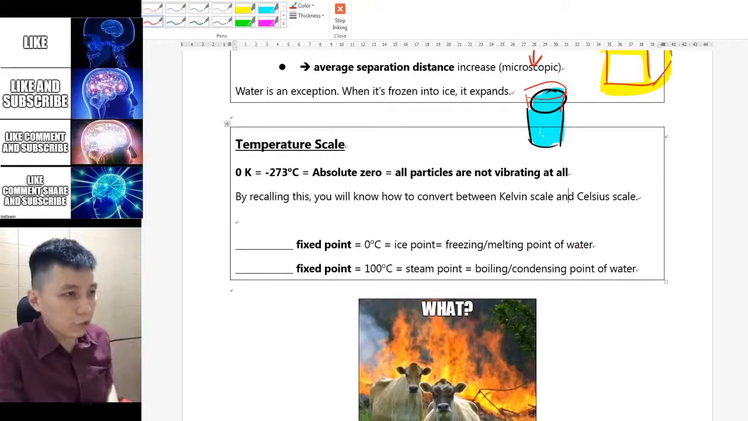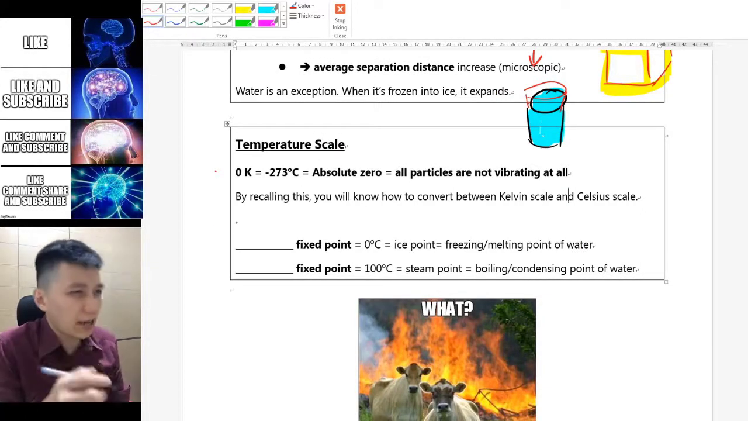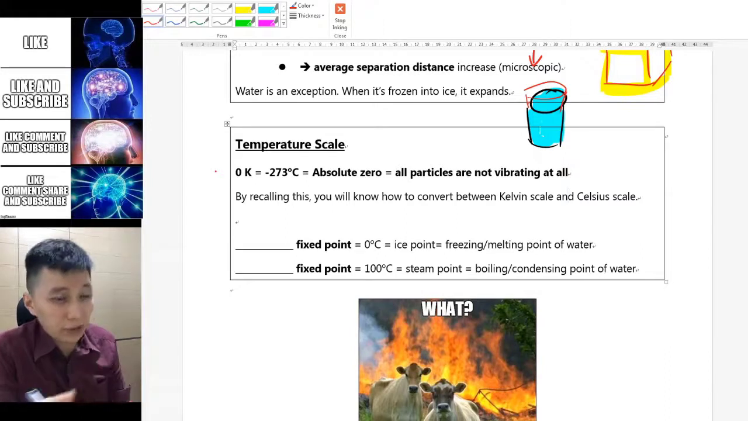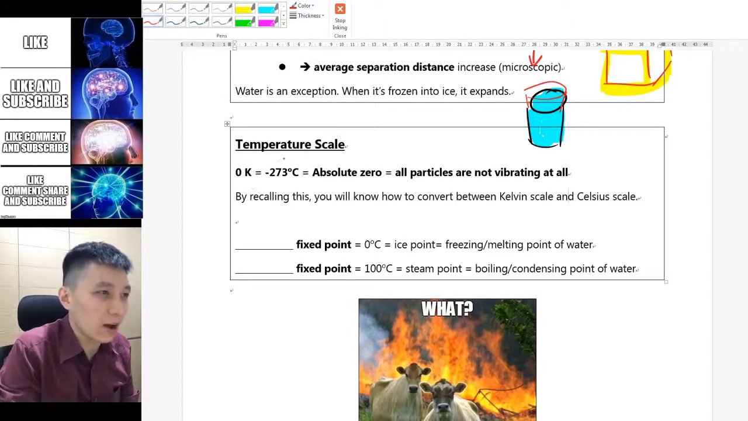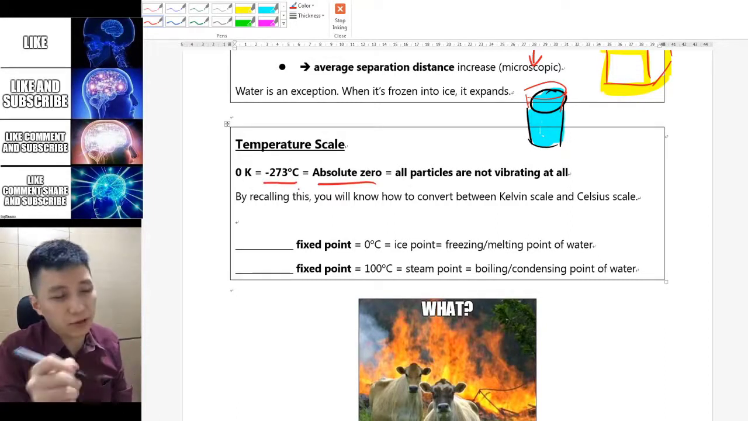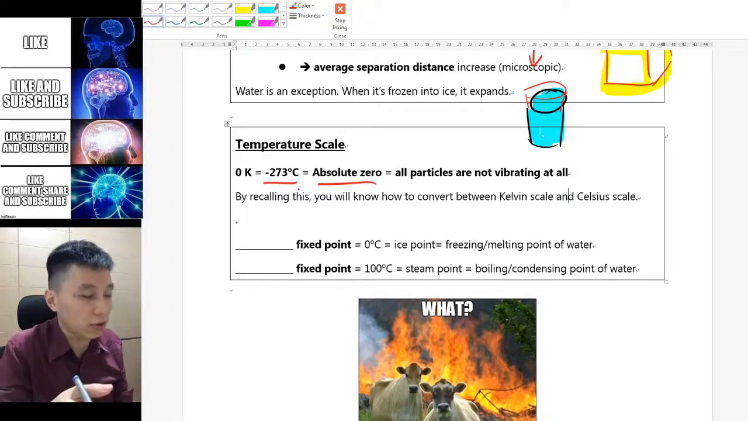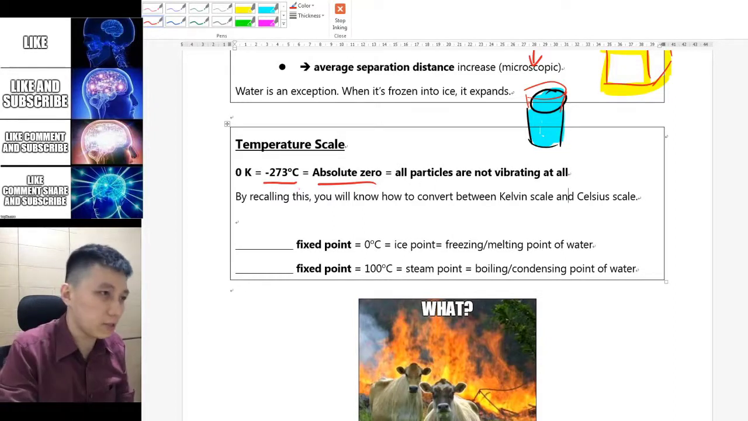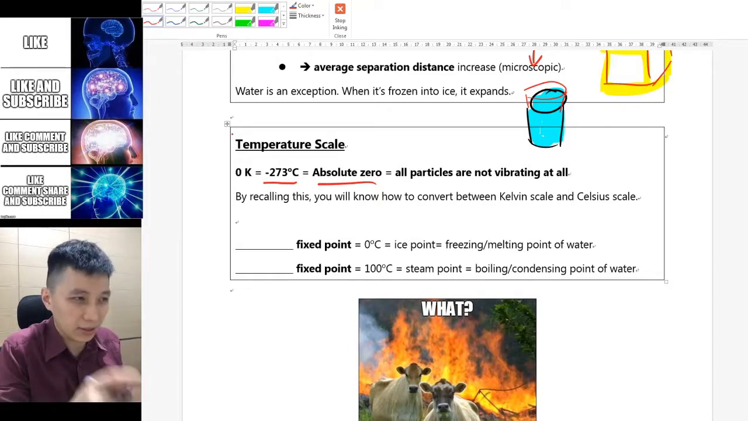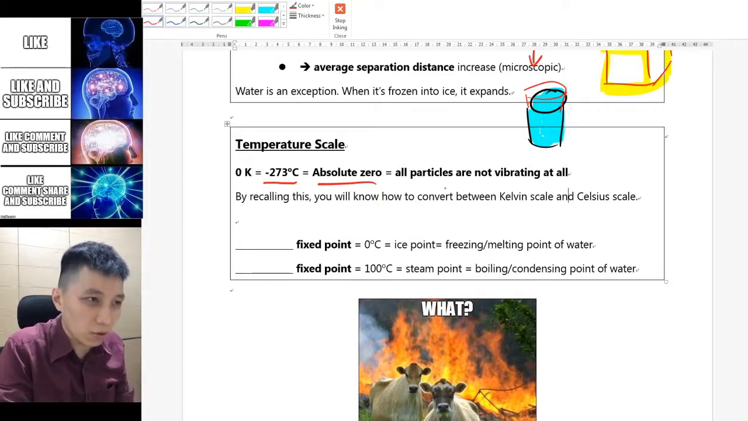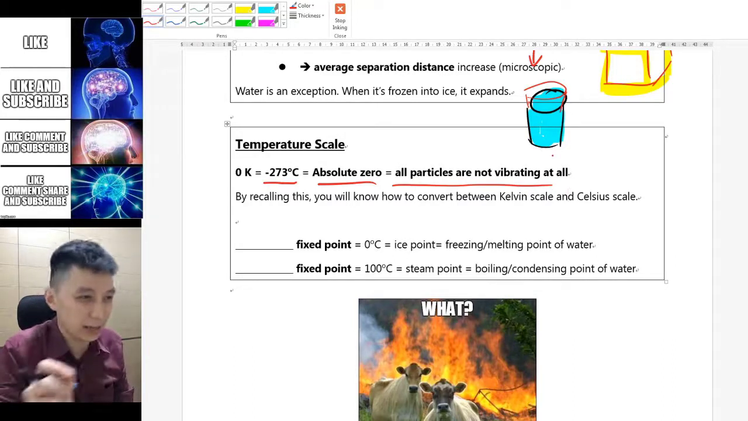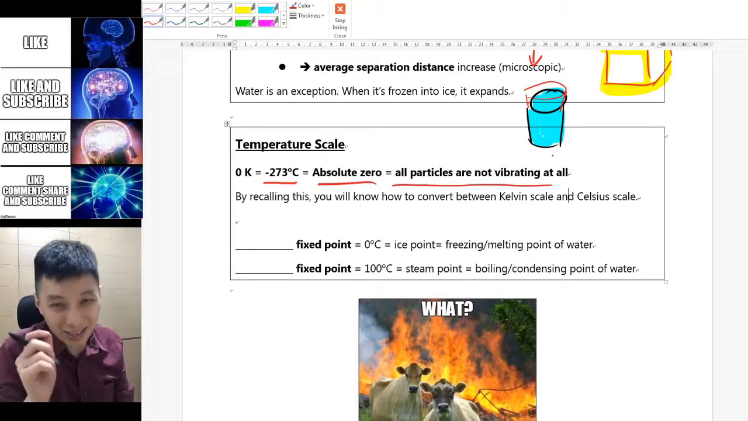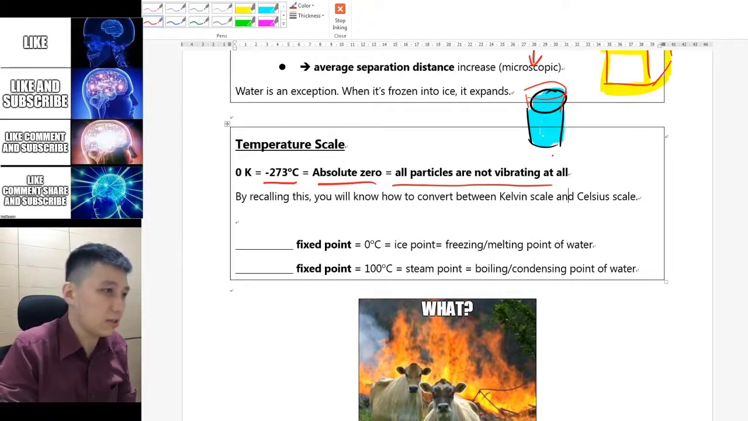Alright, next up is temperature scale. A number that I would recommend you to remember, if you think that you are proud to be a physics student, is this: absolute zero is negative 273 degrees Celsius. Again, something that we mentioned earlier when I showed you the simulation. At that temperature, more precisely, all particles would not be vibrating at all. So you can't see any sort of movement.